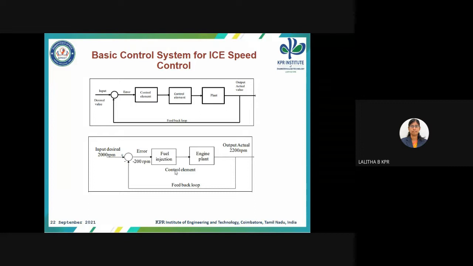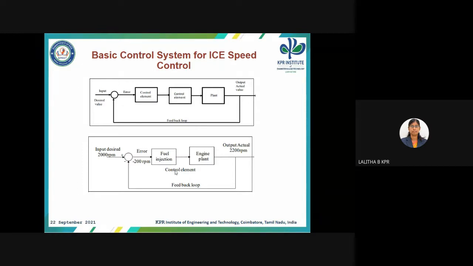Next, we go for a basic control system for IC engine speed control. So we know the control system consists of the error detector, the controller and the plant. When the input is given, it is a desired value, and we get the feedback signal. The feedback signal is the output, the actual value. So we compare the desired value and the actual value and we get the error signal. The error signal is given to the controller. The controller will give the control signal to the plant, and the desired output is obtained with the help of the feedback. This is the normal control system.